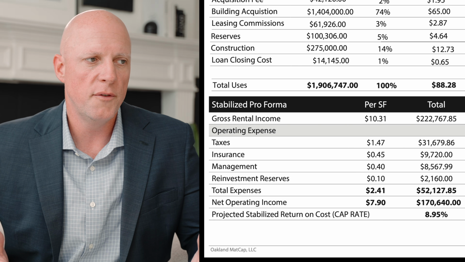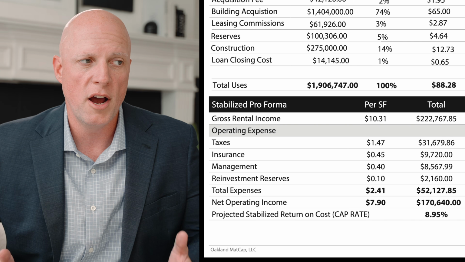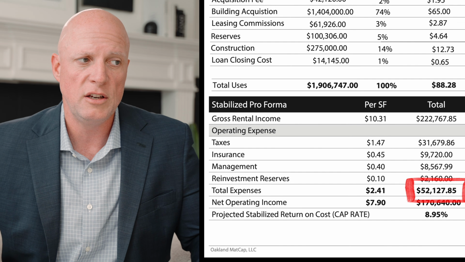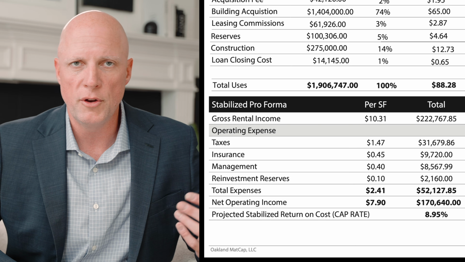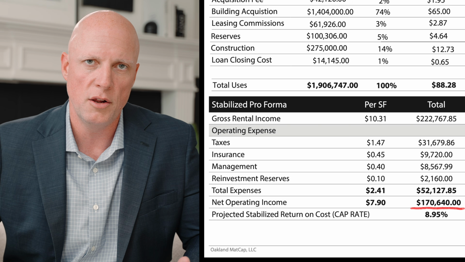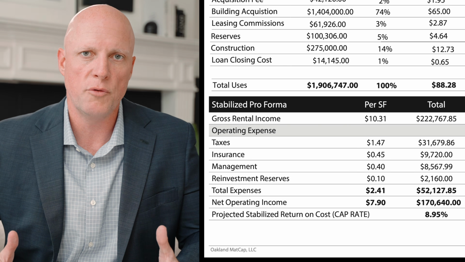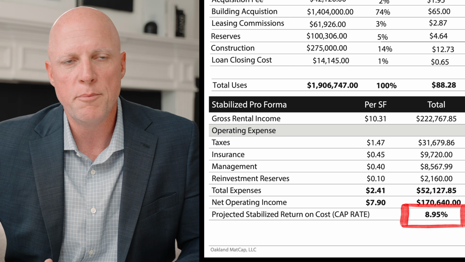In the first table here, you have the gross rental income, a total of $222,000 a year. Off of the gross rental income, there are operating expenses that come out of that number. That gives you total expenses of about $52,000, which, subtracted from the $222,000, gives you a net operating income of $170,000 a year before debt service. We will be stabilizing this property where it's paying rent at an 8.95% cap rate. If you don't understand cap rate, go look at some of my previous videos where I explain how to calculate a cap rate and what it means for you.